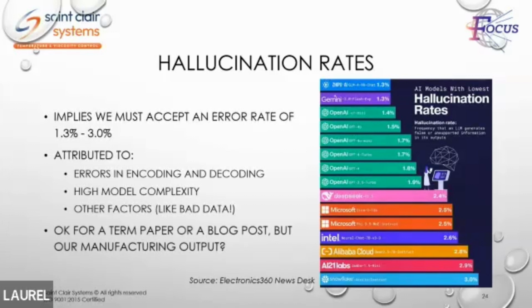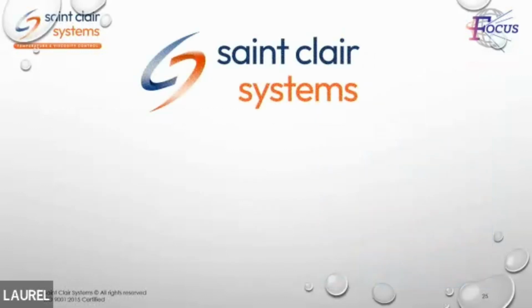But while this is okay for a term paper or a blog post, can you really put your manufacturing output into a system that already has 1.5 to 3% error rate? If you're trying to manufacture 99+% first pass yield, I don't think you're going to get there. So why does this happen? Well, I'll give you a hint.